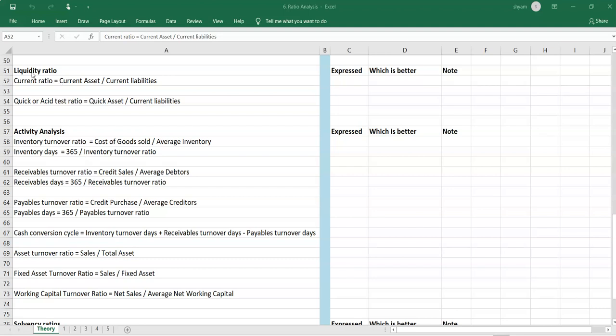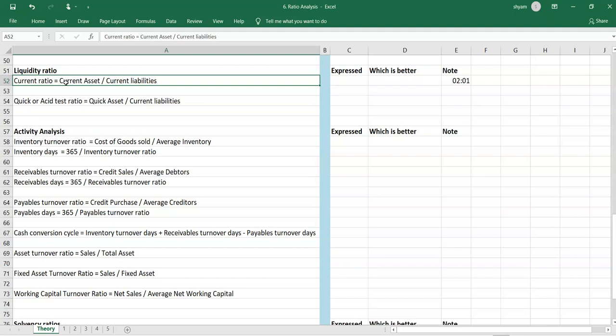So we'll continue with the liquidity ratio. The current ratio can be expressed as current assets divided by current liabilities. Ideally, the ratio should be in the format of 2:1. That is the ideal ratio. And the current ratio tells us whether the company has enough liquid assets.